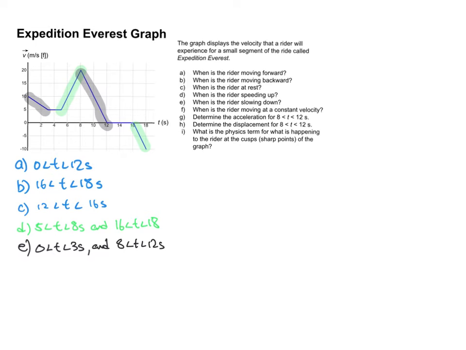All right. F. When is the object moving at constant velocity? We already answered the question when it's at rest. When is it moving at constant velocity? So I pointed it out a bit earlier. That's this little segment here where the velocity is staying at 5 meters per second forward. So it's not changing for that chunk of time. So it's a constant velocity there. So that looks like it's from 3 seconds to 5 seconds.